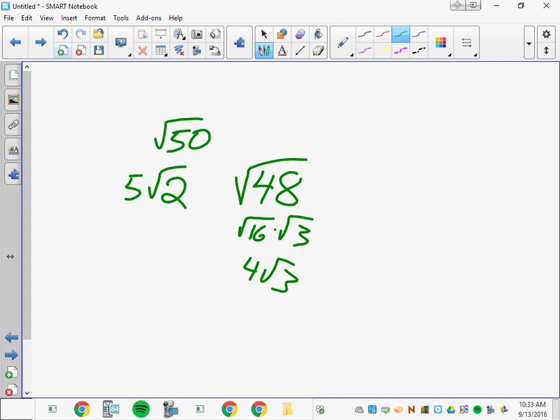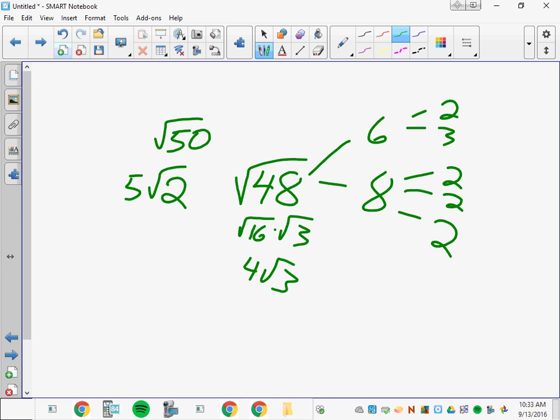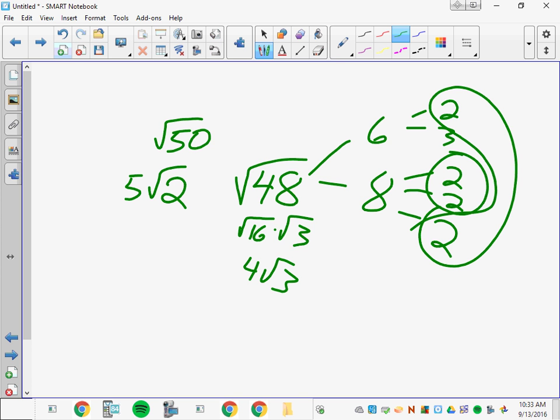Or if you do it the other way, 6 and 8, 2 and 3, 2, 2, 2. For every pair, you bring one number to the front. So a pair of 2s, a pair of 2s, that's 2 times 2 on the outside with a 3 on the inside. Does that make sense?